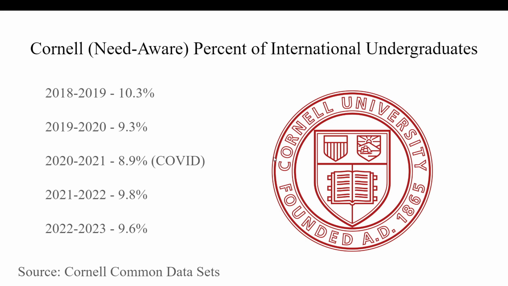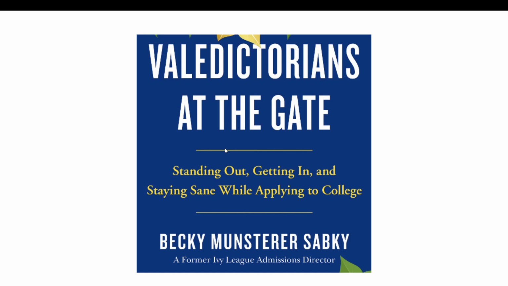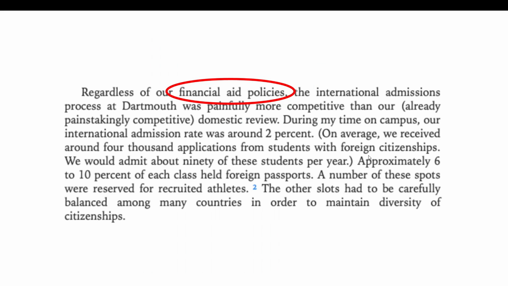So to actually discover the truth, we're going to have to take a look at this book, Valedictorians at the Gate, which is by a former Ivy League admissions director. In particular, this was a director of Dartmouth. Now, they were a director at a time when Dartmouth was need-aware for internationals. Now it's need-blind, but this is basically this book. And there are 2 passages which I think are very important. The first one is here.